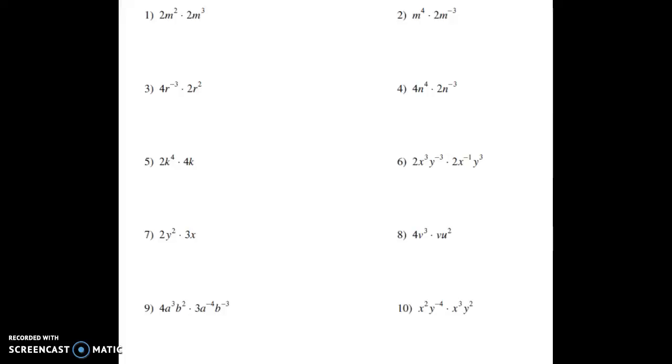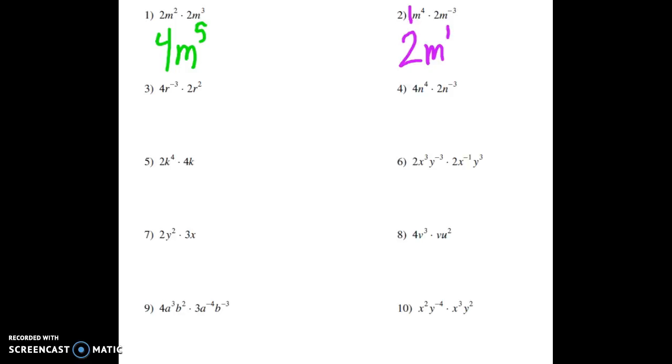So, number 1, we're going to multiply 2 times 2 to get 4. M and 2 plus 3 is 5. So we get 4m to the 5th. Alright, number 2. This is a 1, so 1 times 2 is 2. M to the 1st, because 4 plus negative 3 is positive 1.